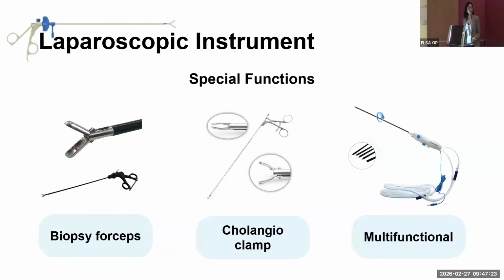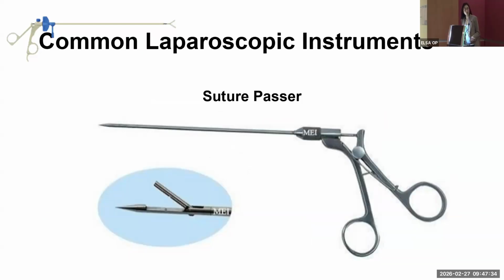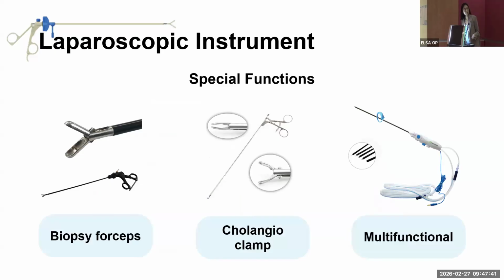And other special instruments like the biopsy forceps. I think we have one similar when we use sigmoidoscopy. And cholangiocatheter. This is what holds the cholangiocatheter during intraoperative cholangiogram. And a multifunction one. This one has electrocautery, suction, and irrigation already. And then it has a switch here. That's where you switch all the three functions.